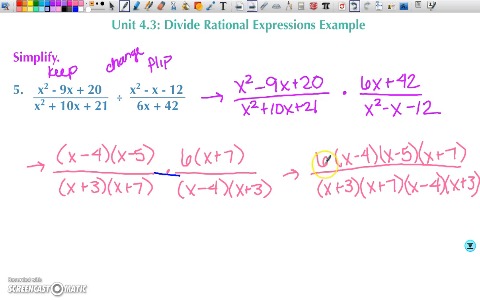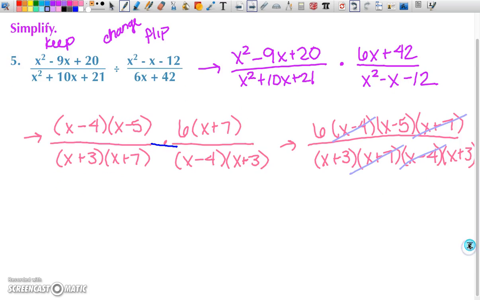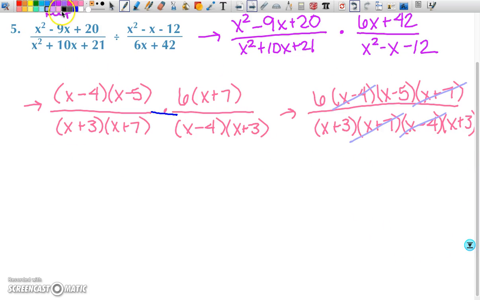And we go through and do any canceling. 6 doesn't have a common factor in the bottom. X minus 4 has a common factor. X minus 5 does not. X plus 7 does. So we've canceled out any common factors, top and bottom.